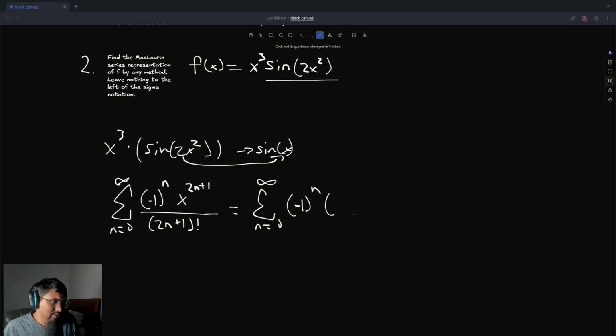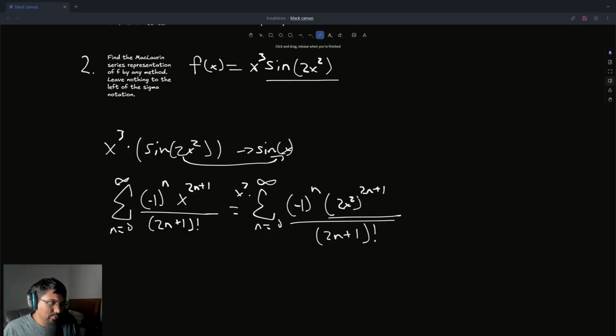Which is really only one place. So 2x squared raised to the 2n plus 1 power to represent oddity. And of course, the factorial on the bottom is untouched as well, right? And so remember, of course, this is all still being multiplied by x cubed. And so is there any way we can simplify this further? You should note that really the only thing we can simplify is this here. So let's go ahead and do so.